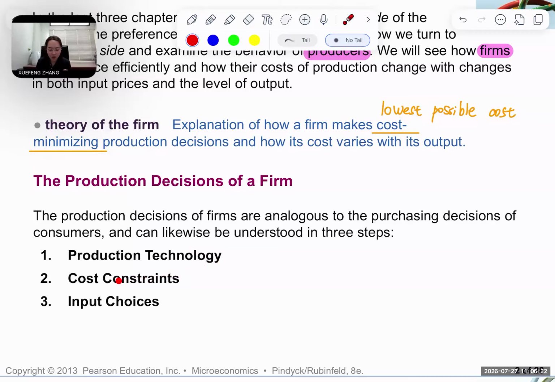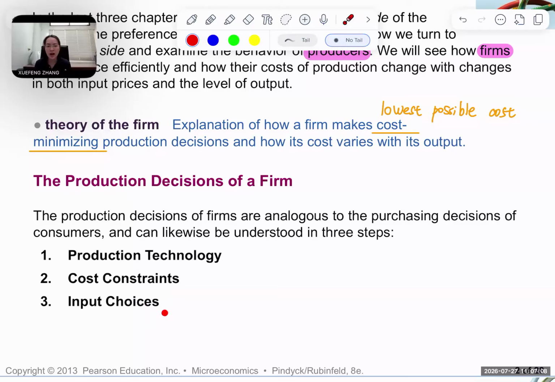Next one, cost constraint. Remember, consumer has budget constraint, but for producer, they have cost constraints. Why? Because firms don't have unlimited money. They face a budget too, just like consumers, right? The next one, input choices. Given technology and cost limits, what's the best combination of labor and capital to use? Same logic as consumer, right?